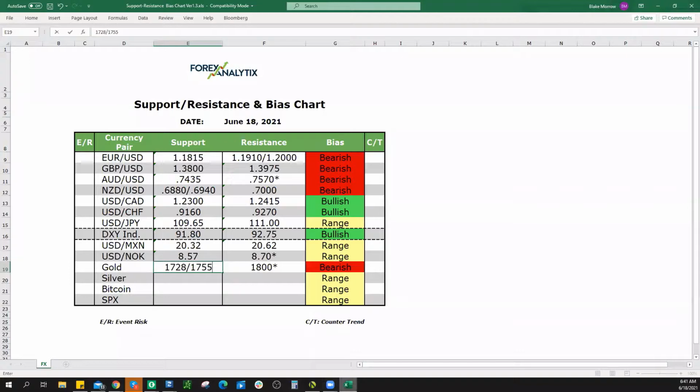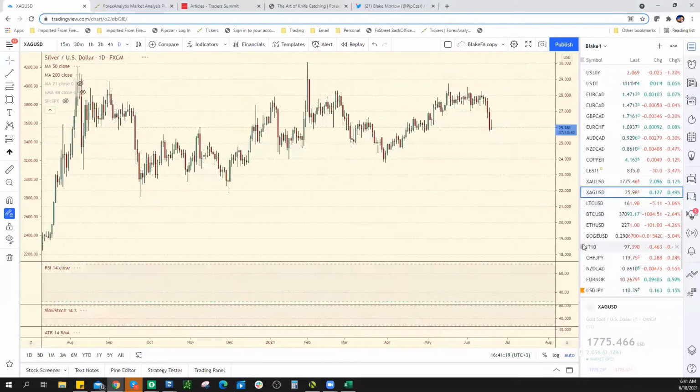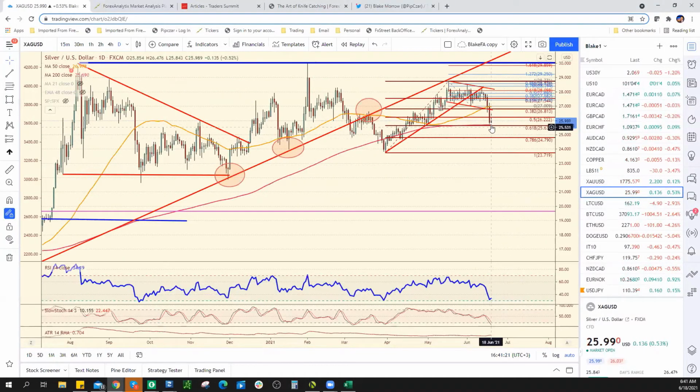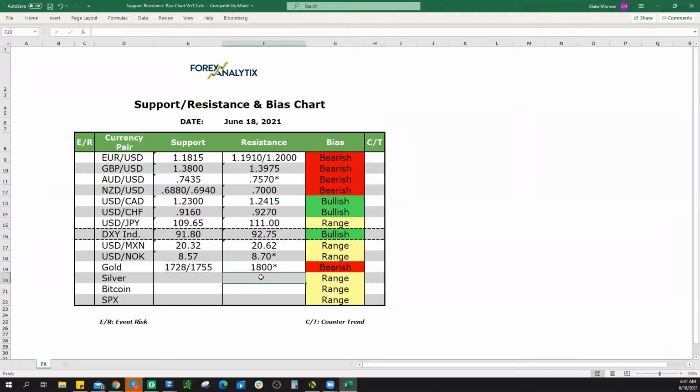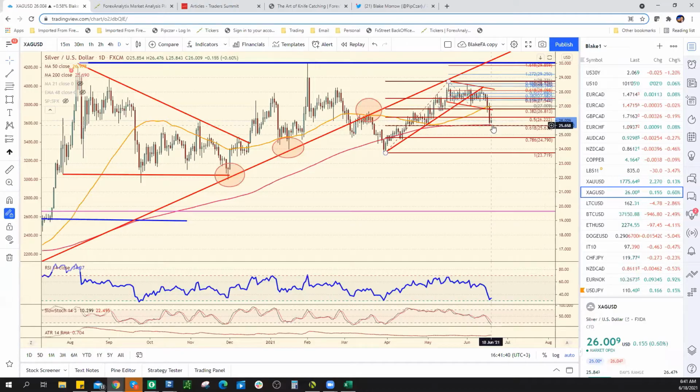1728, 1755. Silver, very similar situation, although silver is holding up better. This is the 200-day moving average. So if we break through 2560, while we're below 27, I think you got to stay tactically bearish, but I think it's more of a range. Did I say 2660? 2560, I'm sorry. 2560.